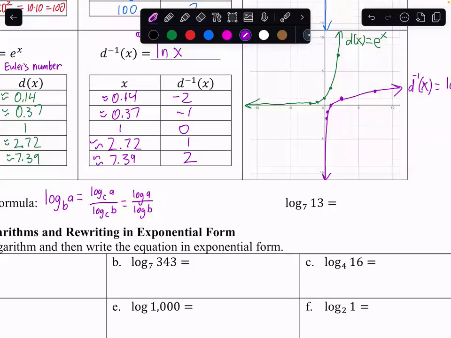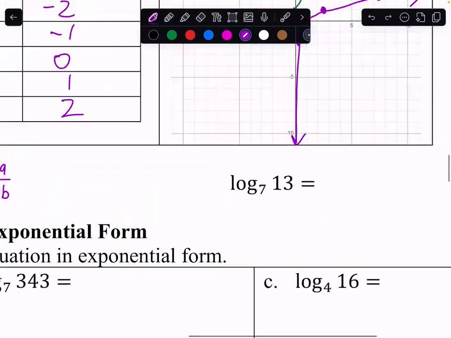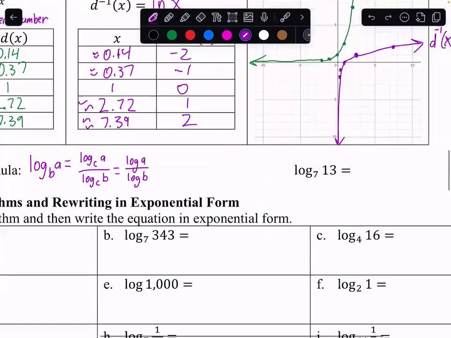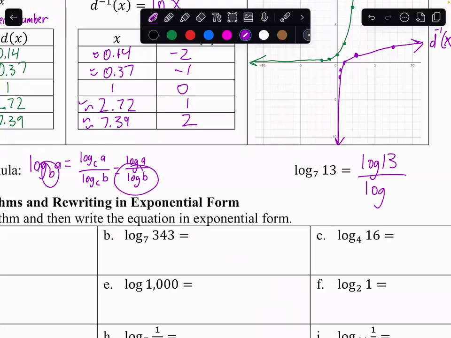Okay, so if you look over here, log base 7 of 13, right? Most calculators don't have a log base 7 button, so you can't type it in directly. But using our new formula, we can rewrite this. a is the argument. Remember, that's sort of the full size number. So here, 13 is the full size number. So log base 7 of 13 can be rewritten as log 13 divided by log of b, which is the base.